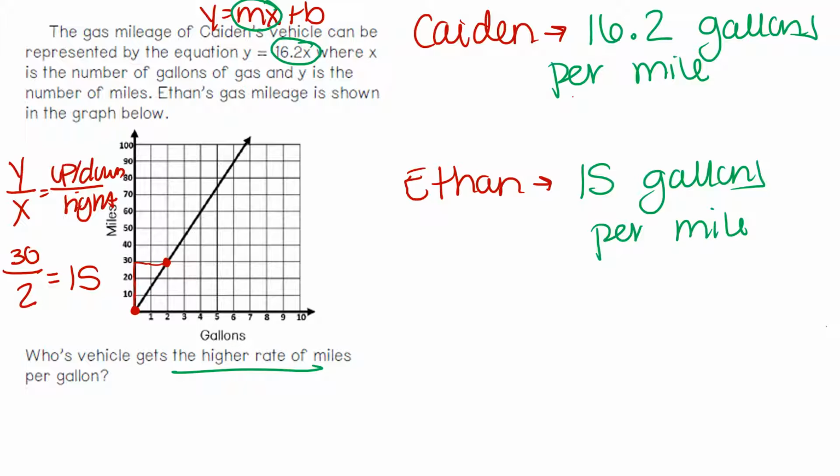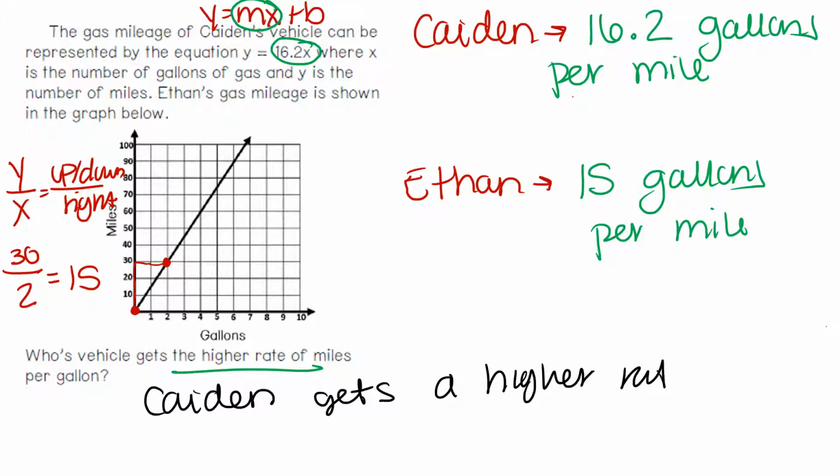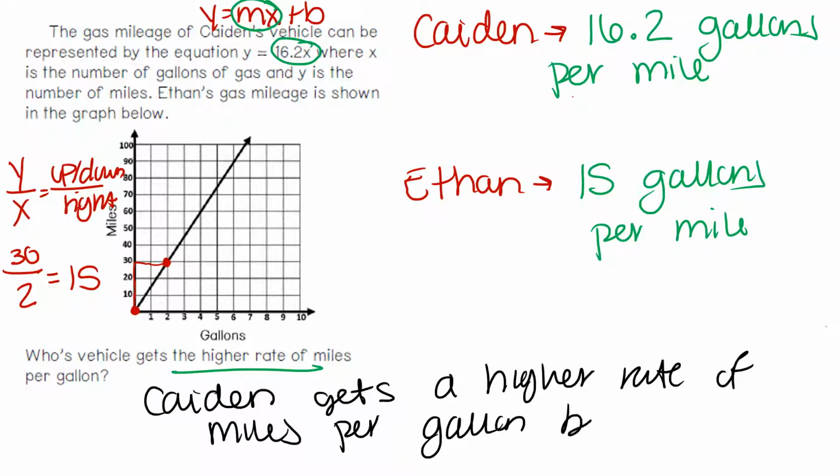So when we answer the question, whose vehicle gets the higher rate of miles per gallon? Caden gets a higher rate of miles per gallon. Because, we always have to explain why, and this is where we reference our statements. Because Caden gets 16.2 gallons per mile, but Ethan only gets 15 gallons per mile.